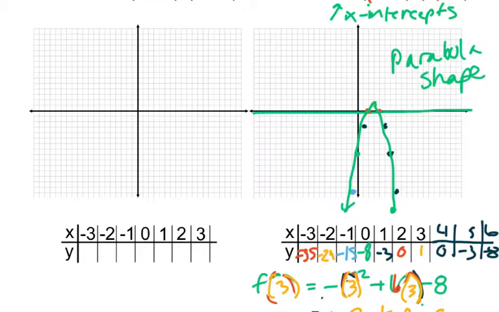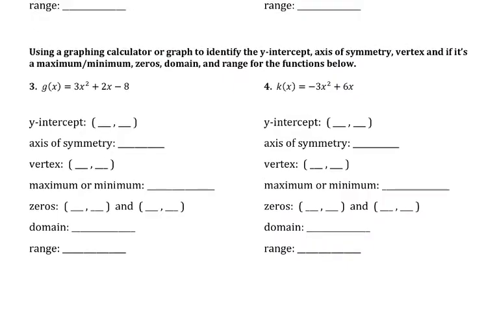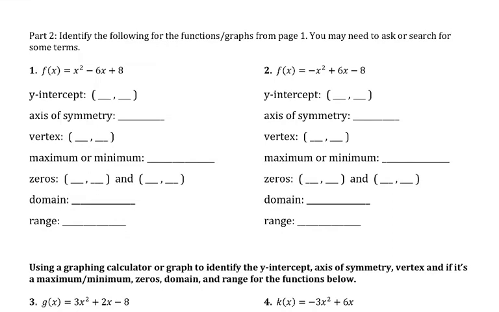All right. So after that, the next thing that you're going to be asked to do is take a look at this piece. Identify the following for the functions. Okay, we need to look for each of these things. And of course, since we're doing notes, you don't necessarily need to search what these terms are. But the idea is that this was the one we graphed. And so from that, we should be able to find the y-intercept.